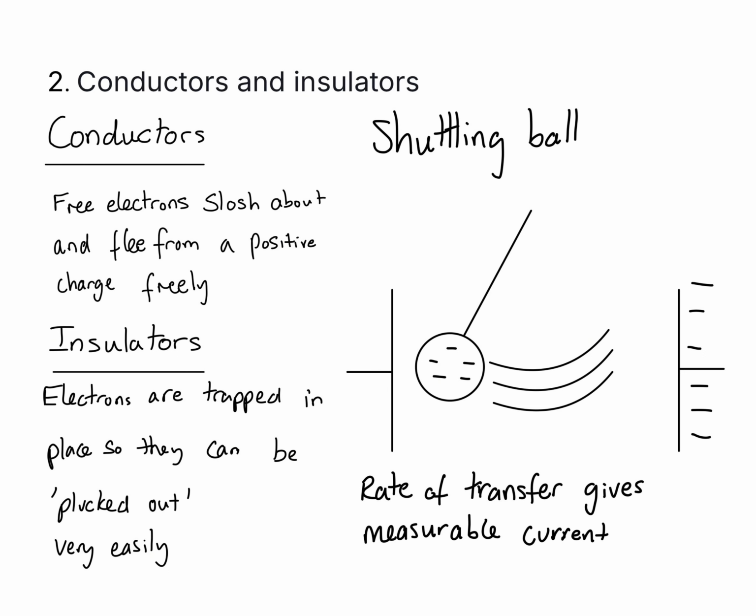There's a nice demonstration called the shuttling ball experiment, where a charged ball bounces back and forth between two plates, ferrying charge across each time. Because it carries a known charge at a known rate, you get a measurable current out of it, which links charge directly back to current from lesson 17.